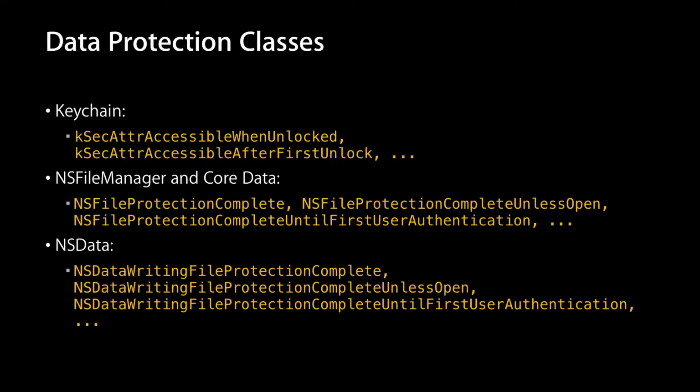But if you need access to, say, a keychain item or a file when the device is locked, you can also do that with a level of security, and that's where the intermediate protection classes come in, and that's what we'll talk about in a couple of slides. And by the way, there's even a less secure protection class, but just don't use it. There's no good reason.